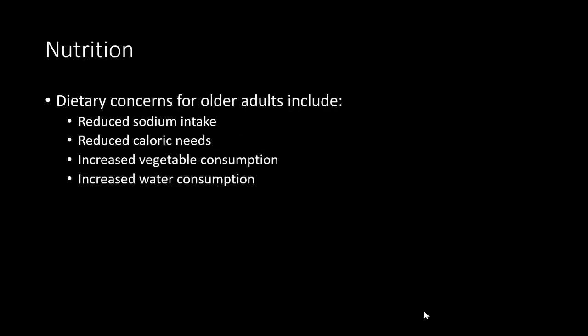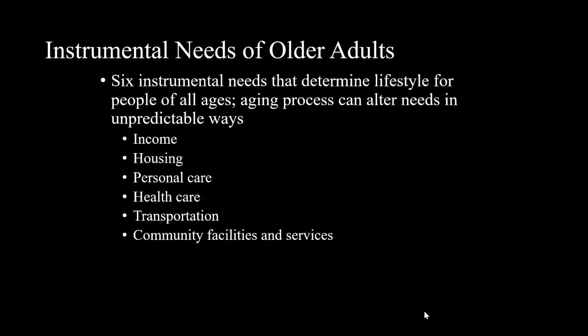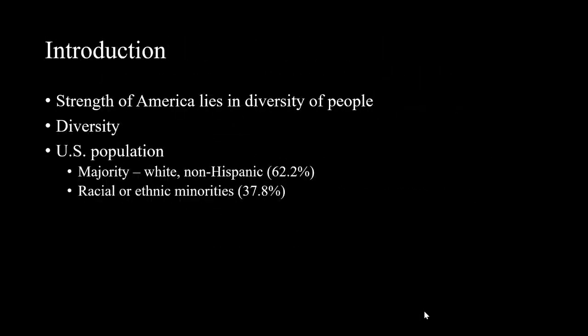When we look at the dietary concerns for older adults, as you get older, you do need a reduced sodium intake, reduced caloric needs. Your body is just not burning as many calories as it was when it was younger. Increased vegetable consumption and increased water consumption. So the 6 instrumental needs that determine lifestyle for people of all ages are income, housing, personal care or hygiene, healthcare, transportation, and community facilities and services.